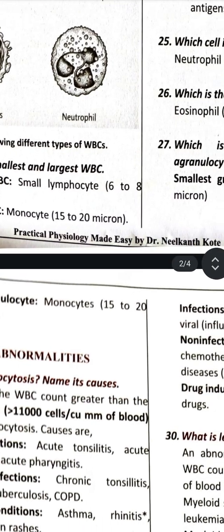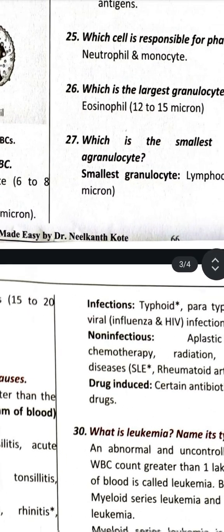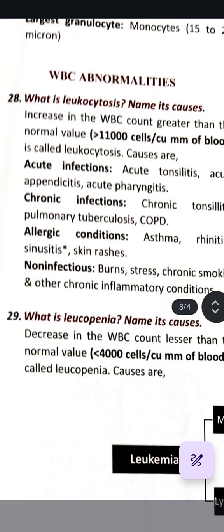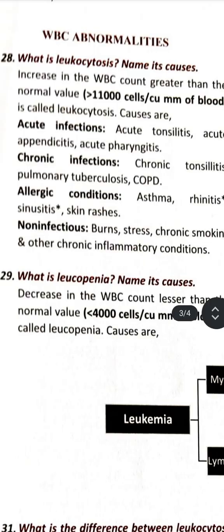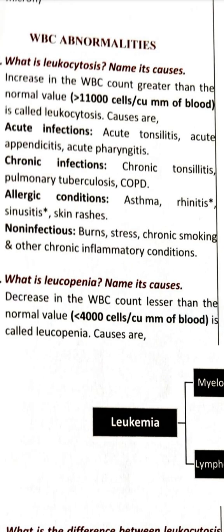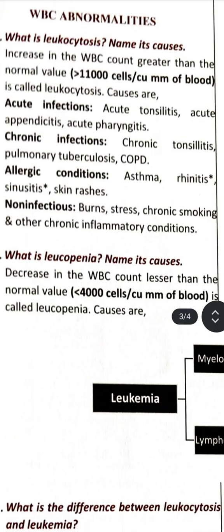So, which cells are responsible for phagocytosis? That is neutrophil and monocyte. The largest granulocyte is eosinophil, which is about 12 to 15 micron, and the largest agranulocyte is monocyte, which is 15 to 20 micron. Now we'll see about the WBC abnormality.